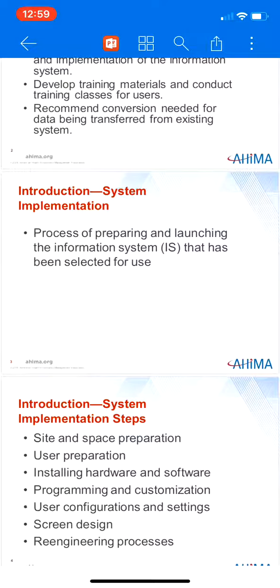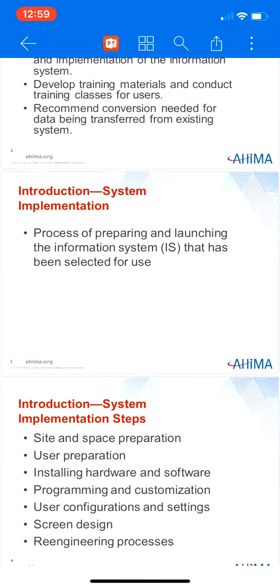So in Chapter 4 we talked about the system development life cycle and the first two stages, and in this chapter we're going to talk about the last two stages, implementation and maintenance and evaluation. System implementation is the process of preparing and launching the information system that has been selected for use. The system selection process continues until the information system is in use and has been evaluated as to whether or not it meets the objectives established at the beginning of the process.